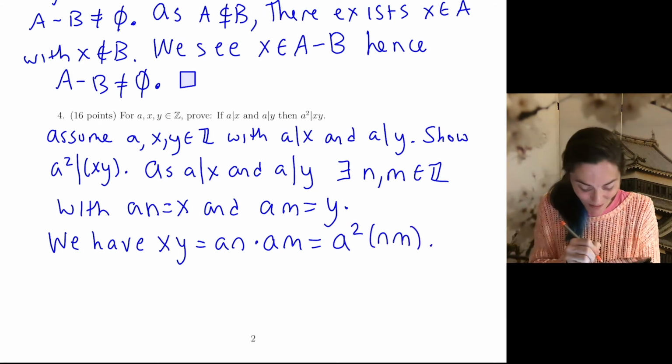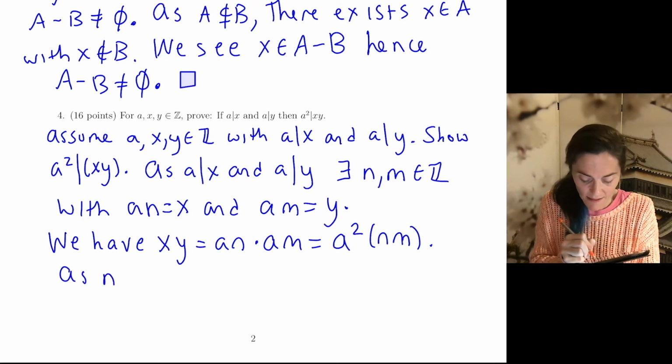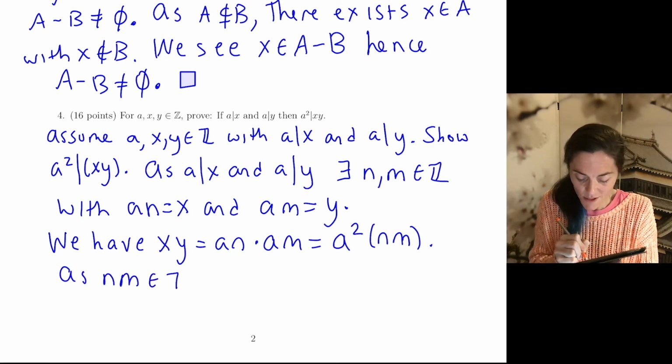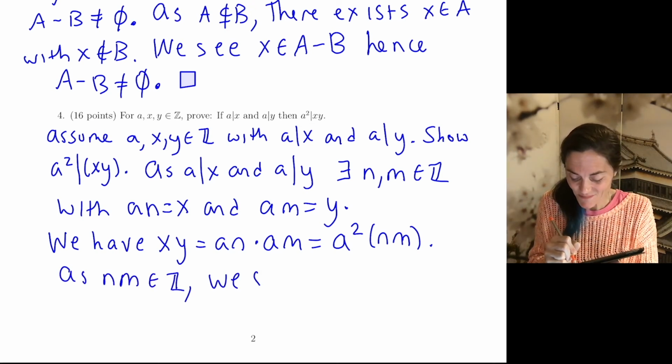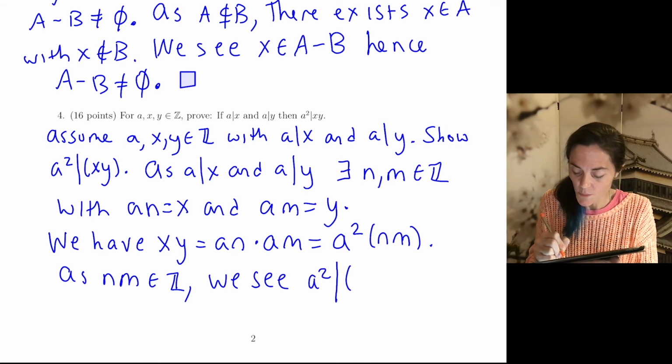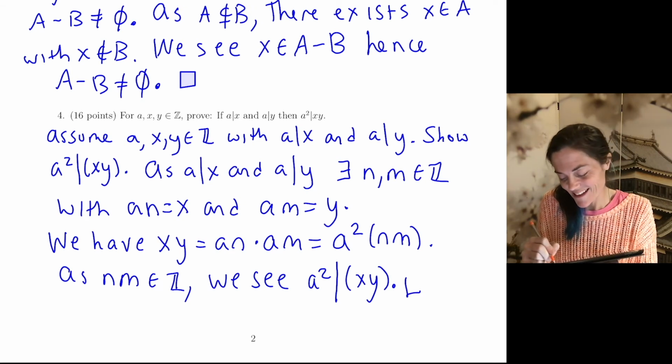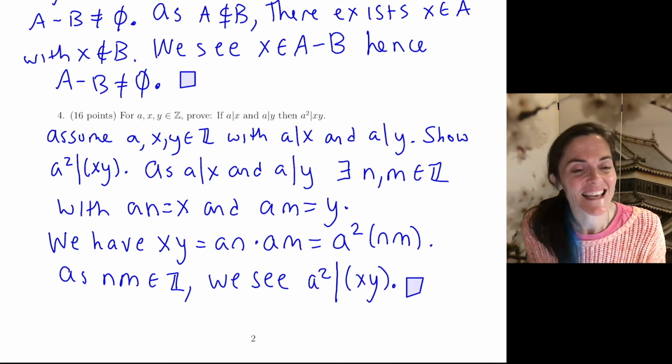This is looking wonderful. As n times m is an integer, we see that A squared divides this product. And this is exactly what we were wanting to show here. This is the end of our proof.